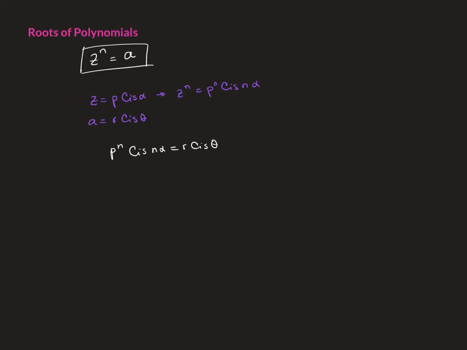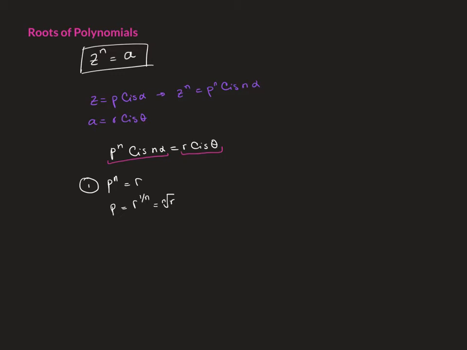Now let's remember that these are two different complex numbers, and the only way they can be equal is if their arguments are matching and if their moduli are the same. So we can say that p power n has to be equal to r. This is the first outcome that we get. And so what we get from here is that p is going to be the nth root of r, or r to the power of 1 over n. These are the same thing.